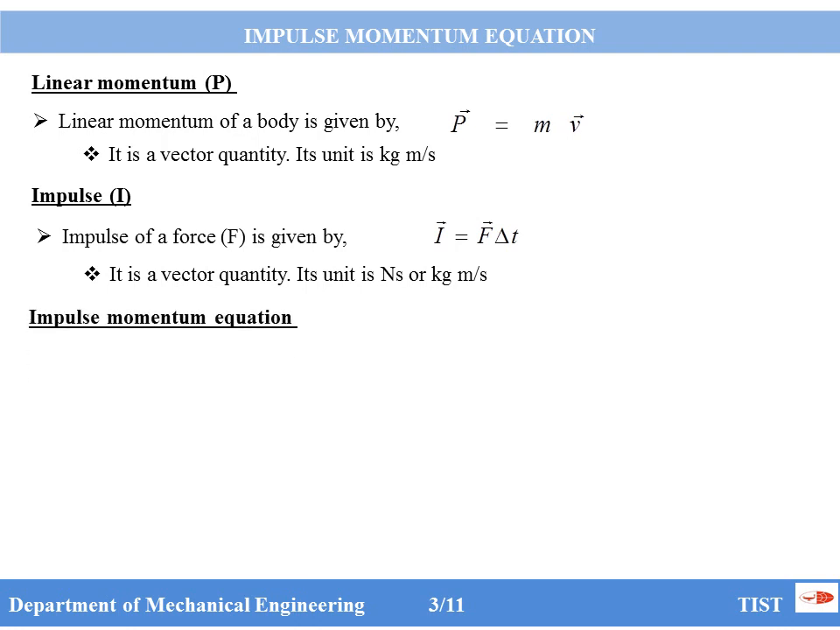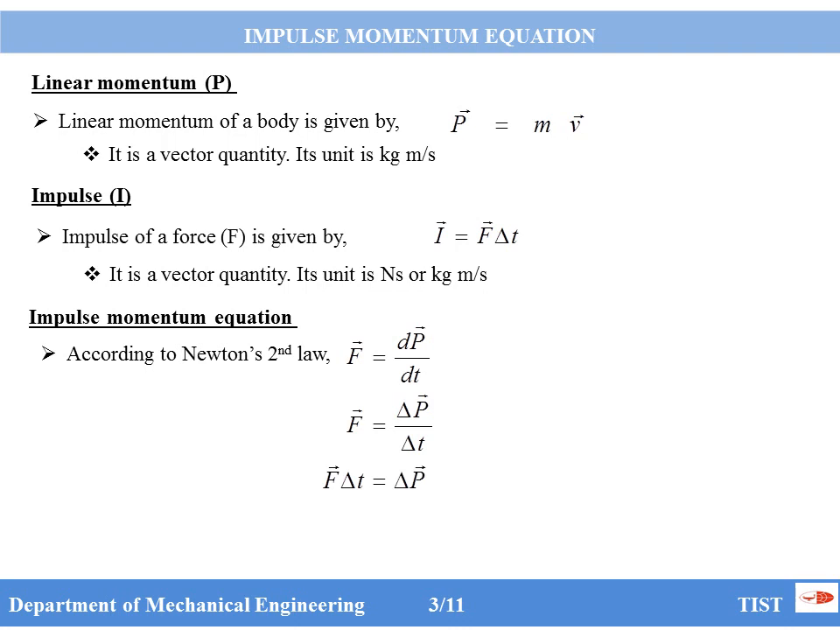Now the impulse momentum equation. According to the second law, we know F is equal to ma, or F is equal to the derivative of momentum. This is the correct representation of the second law: F is equal to dP by dt. dP means change in momentum, so you can write this as delta P by delta T. If you take delta T to the left side, we get F into delta T is equal to delta P.